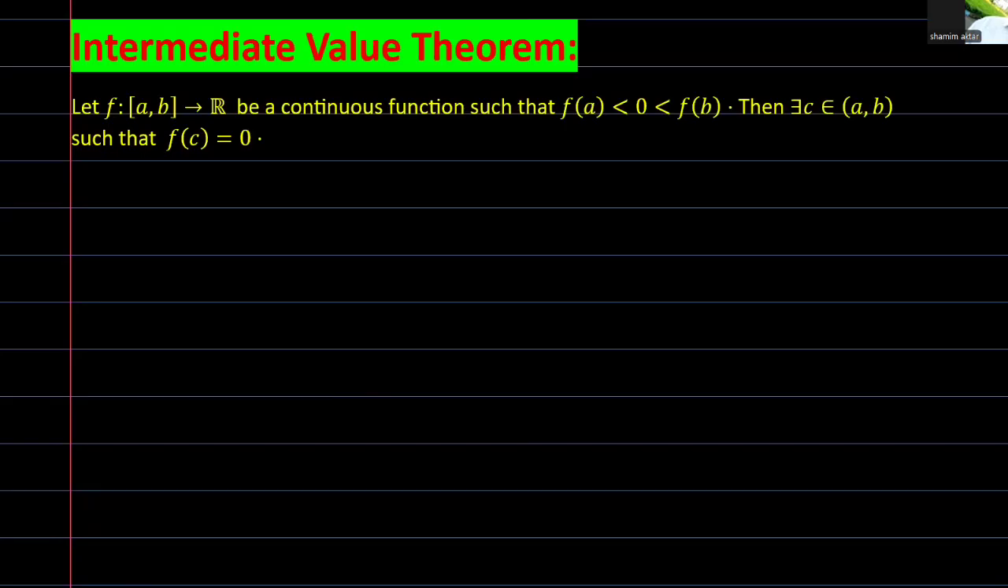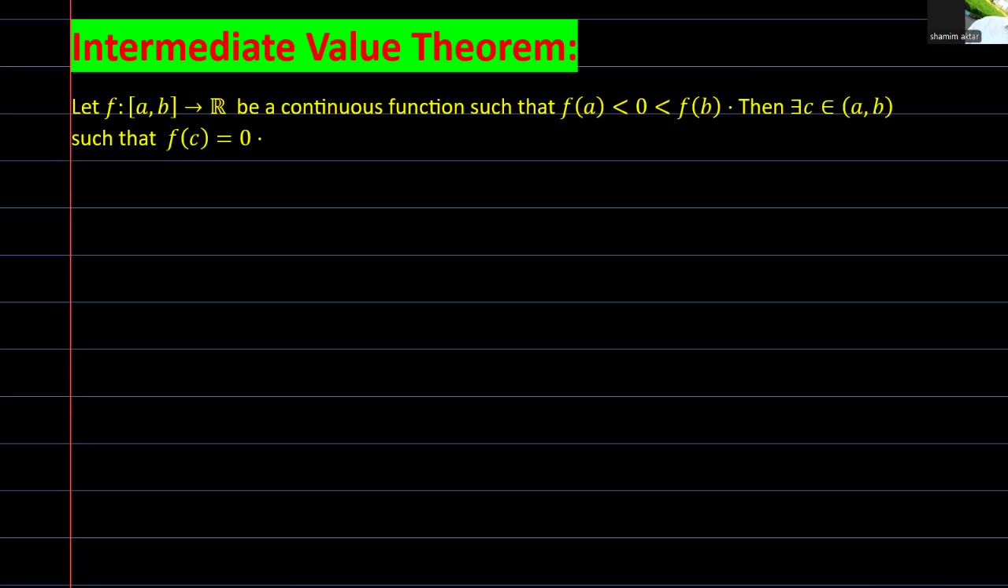Today we will discuss the intermediate value theorem. The intermediate value theorem says that for any real continuous function f from a closed interval [a, b] to R such that f(a) and f(b) have opposite signs, there exists a point c in the open interval (a, b) such that f(c) = 0. That is, there exists a root of the function f between this interval.